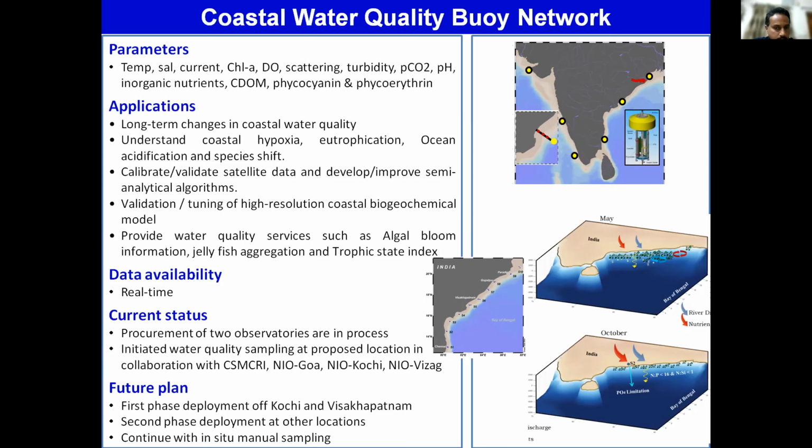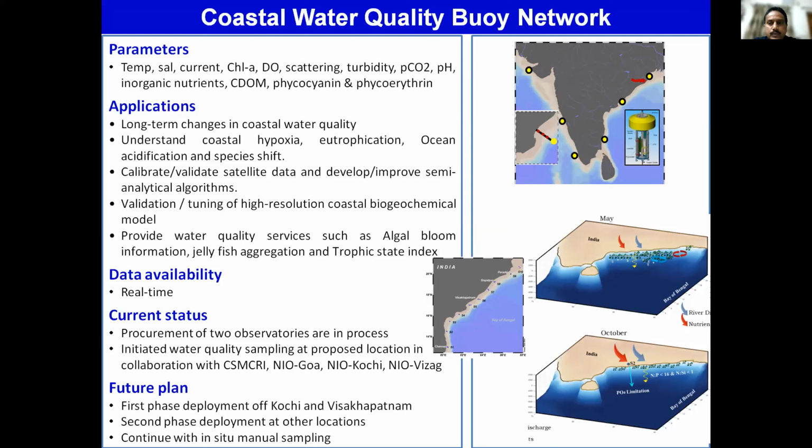Initially, we thought of having 6 buoys, but due to budget restrictions, again due to COVID, we are going to limit it to 4. 2 are going to be deployed this year, and 2 next year. This is mainly to observe the biogeochemical parameters in addition to the physical parameters. Unfortunately, we do not have surface marine meteorological parameters.